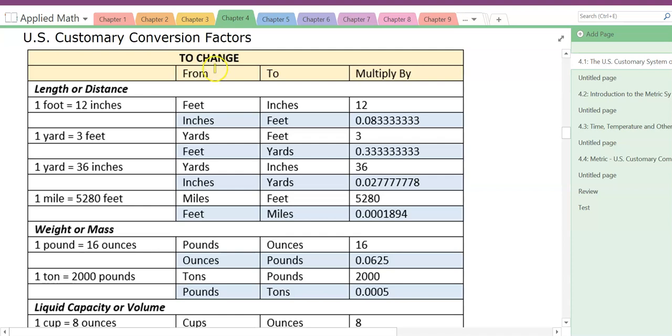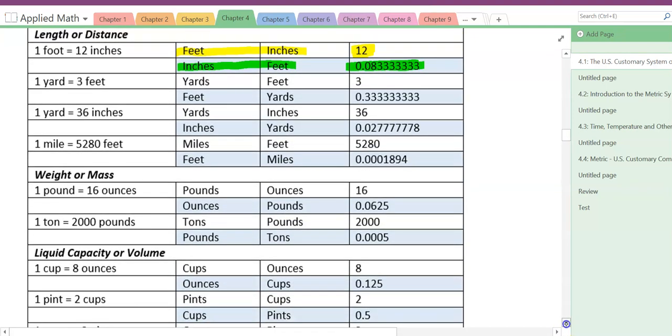So it says if you're changing from feet to inches, you multiply by 12. If you're going the other way, inches to feet, you multiply by this decimal. It says 0.083 repeating. That's 1 divided by 12. If I typed in 1 divided by 12 in my calculator, I get 0.083 repeated. So the first one is kind of like multiplying by the whole number. The second one is multiplying by the fraction with 1 over that whole number. And it does this for all of them.